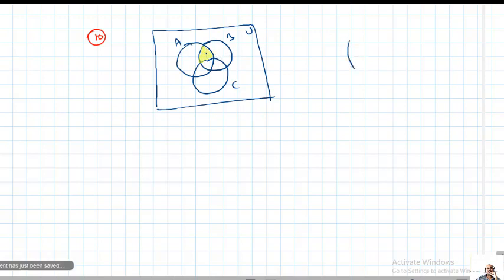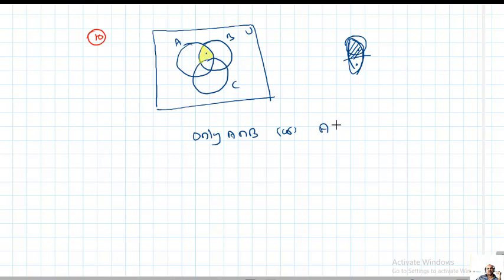The dotted point, see here, this is A intersection B. So what I shaded is only A intersection B. From A intersection B, something is removed, no? That's why that is not called A intersection B. That is called only A intersection B. Or sometimes I can write A intersection B intersection C complement.